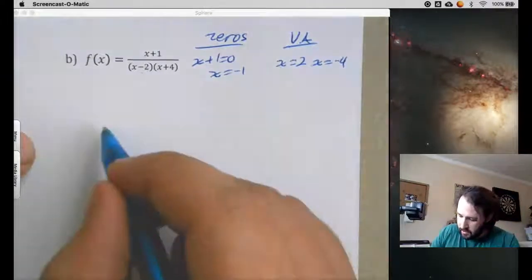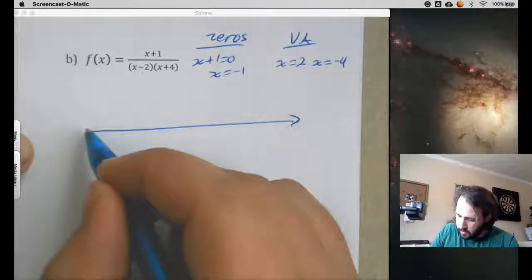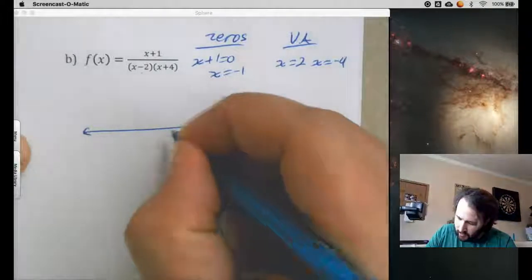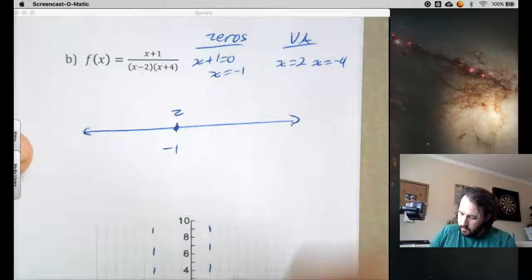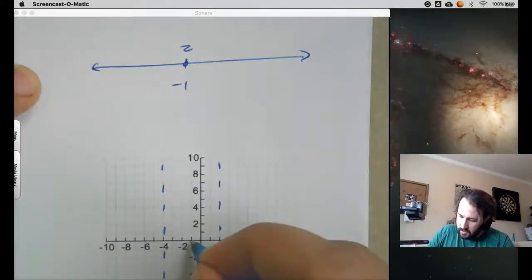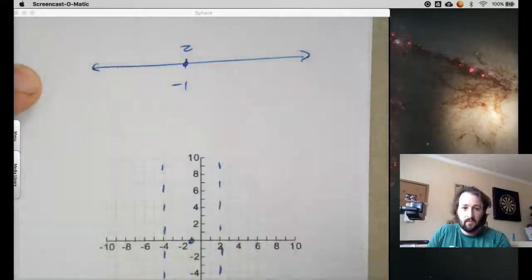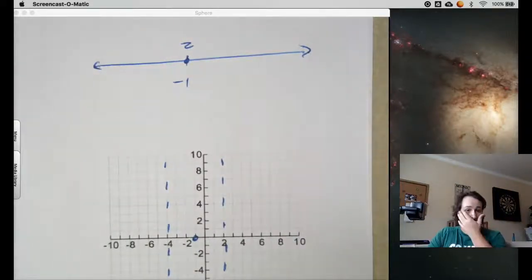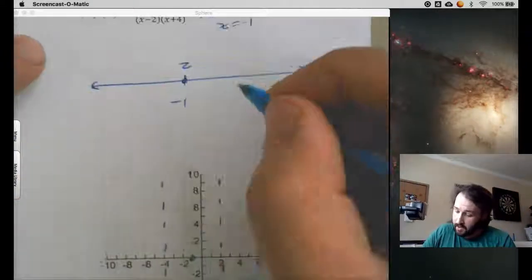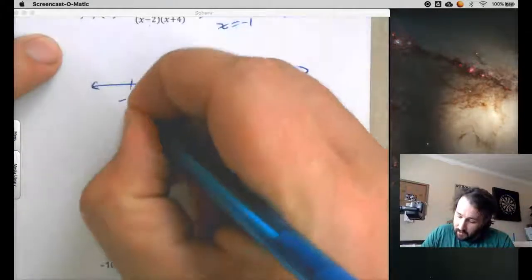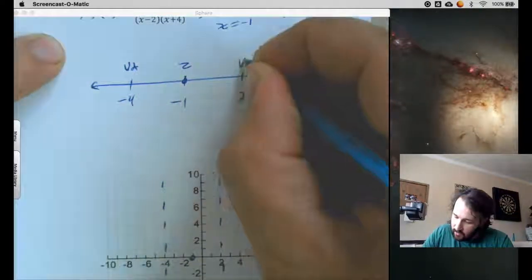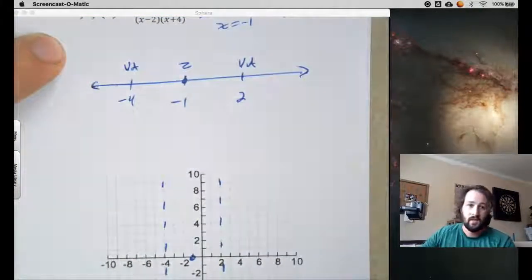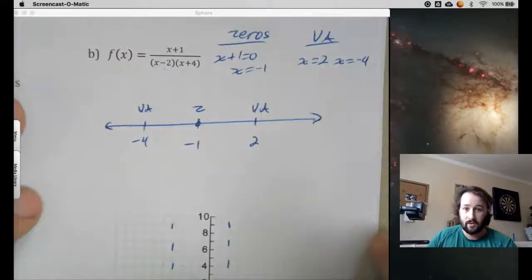On my sign chart, I need to put all of these values. So I have a 0 at -1. That's a 0, which also means I will be crossing the x-axis at -1. It's going to be hitting that point right there. So something crazy may happen here. And then I also have a vertical asymptote at -4. That's a vertical asymptote. I have a vertical asymptote at 2. That's also a vertical asymptote. So now I need to check values around those.